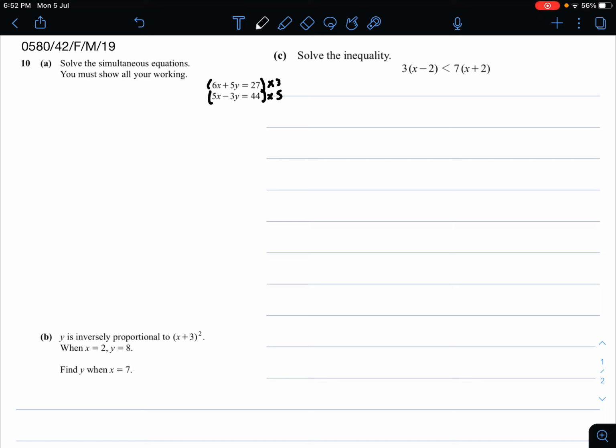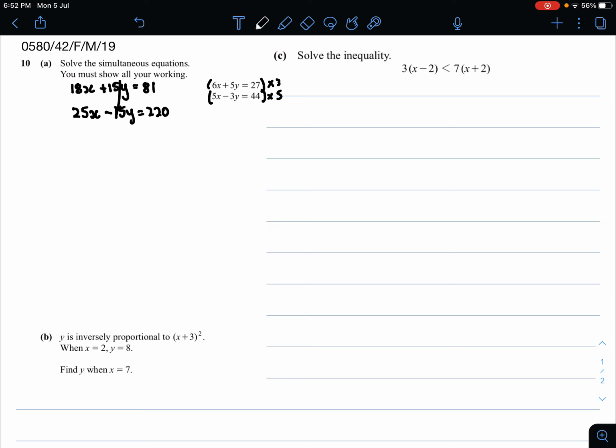So if I do that, 6 into 3 would be 18x plus 15y, because 5 into 3 is 15, equals 27 into 3, which is 81. Now 5x into 5 would be 25x minus 15y, which is equal to 44 into 5, which is 220.